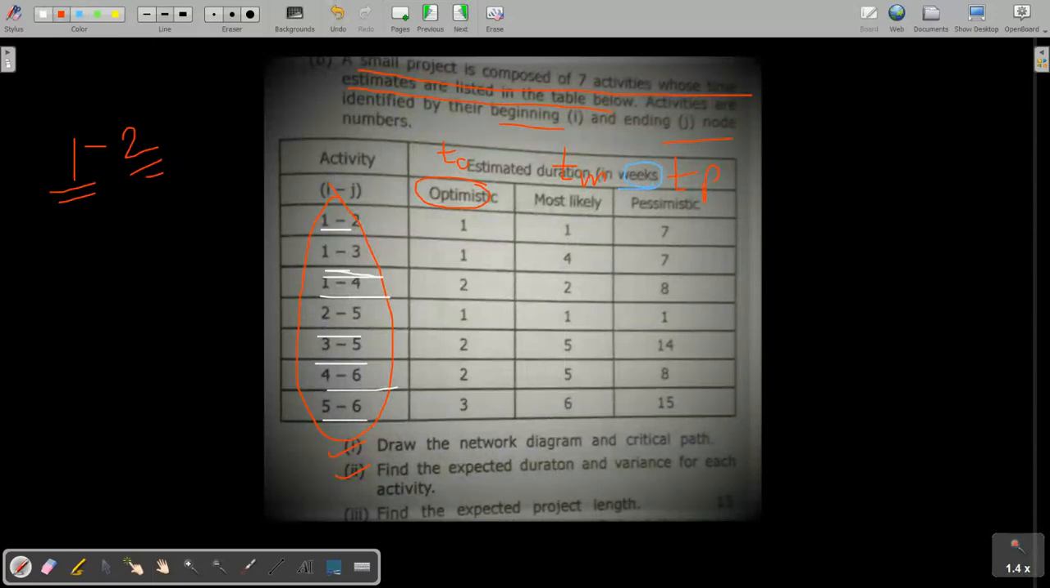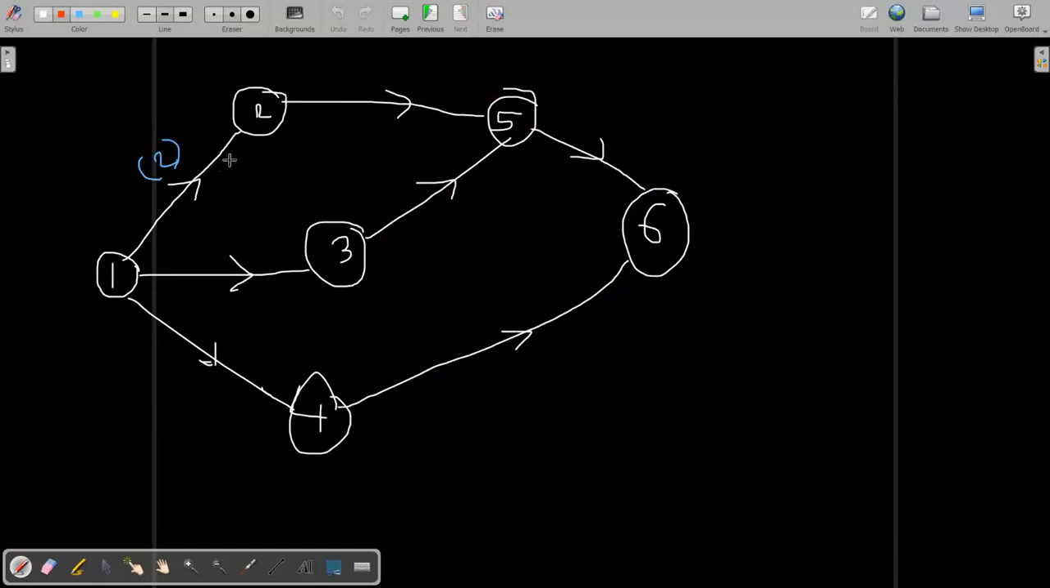Here you can see that time is given in weeks. So 1 represents 1 week, 15 represents 15 weeks. Activity 1 to 2 takes 2 weeks. 1 to 3 requires 4 weeks, 1 to 4 requires 3 weeks, 4 to 6 requires 5 weeks, 3 to 6 requires 6 weeks, and 5 to 6 requires 7 weeks.